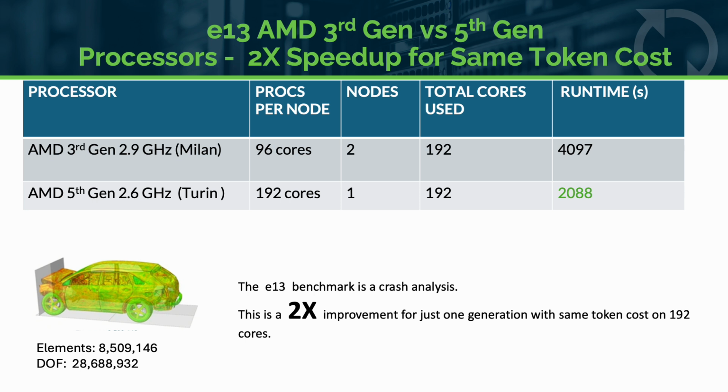Similarly, on AMD, if you go back a couple generations and then you compare it to the 5th gen, the memory bandwidth on the AMD has steadily improved, bigger caches, and all the same story there too. We got a 2x improvement between those generations, between AMD 3rd gen and 5th gen on the same 192 cores, same token cost, twice the improvement in performance. And I was able to use half the nodes. The latest generation had 192 cores per node instead of the 96 cores per node that I had run on this Milan.